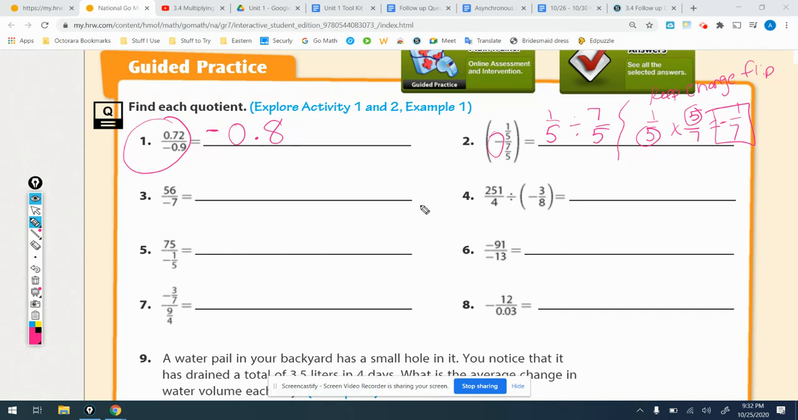All right, boys and girls, you've done a great job with me today. We were working on our dividing of our rational numbers. You are next going to go to your assignment in your textbook and work through some of these problems. And the directions for that are on your checklist in Schoology.